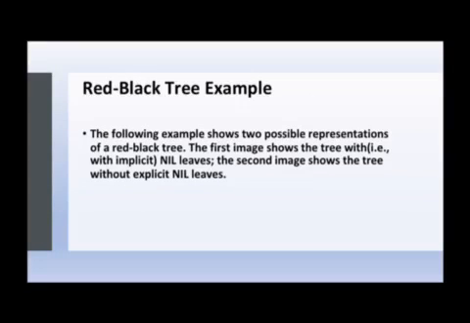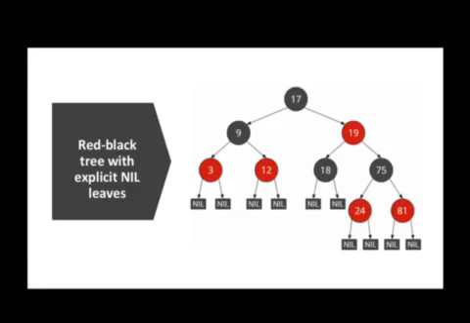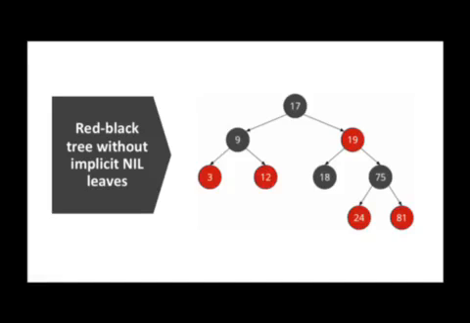Red-black tree example. The following examples show two possible representations of a red-black tree. The first image shows the tree with explicit NIL leaves. The second image shows the tree without explicit NIL leaves. This is the sample of a red-black tree with explicit NIL leaves. This is another example of a red-black tree without explicit NIL leaves.